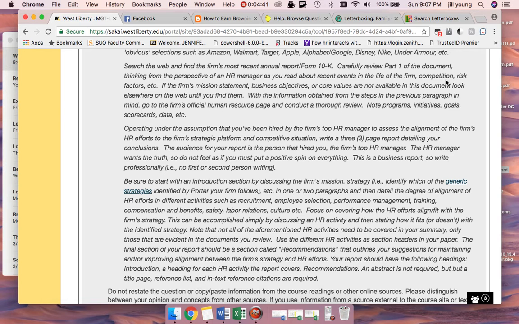And then you're playing the role of the HR manager that was hired. You have to assess the alignment of the firm's strategic platform and competitive situation, and write a 3-page report detailing your conclusions.